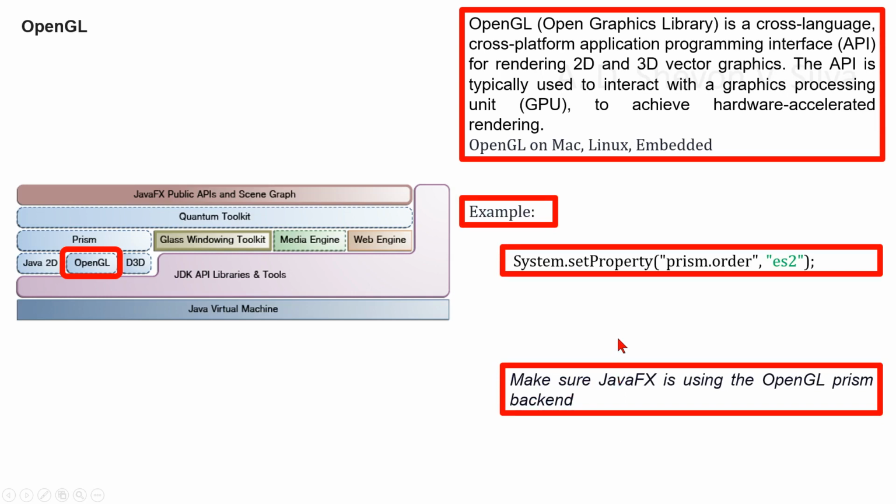As an example, we can consider this code segment to make sure JavaFX is using the OpenGL Prism backend. So here ES2 is used.